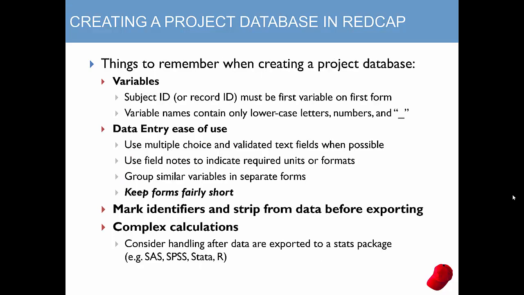Here we have some best practices when it comes to creating your project database in Redcap. Your subject ID or your record ID will always be the very first variable on your very first form. This is a unique identifier that differentiates each record from each other one. Every field in your project will also need a unique variable name. This will be an alphanumeric name, and it will use underscores instead of spaces. The variable name should be relatively short, meaningful, and easy to remember. For example, if your question is date of birth, your variable name might be DOB.